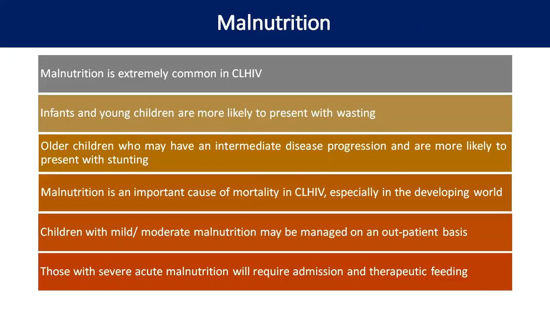We take malnutrition as the first common comorbidity, which is extremely common in CLHIV. Infants and young children are more likely to present with wasting, whereas older children who have an intermediate course are likely to have stunting. Malnutrition is an important cause of mortality in CLHIV, especially in the developing world. Children with mild to moderate malnutrition may be managed on an outpatient basis, whereas those with severe acute malnutrition need admission and therapeutic feeding.